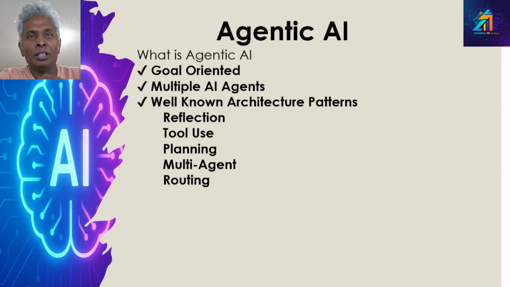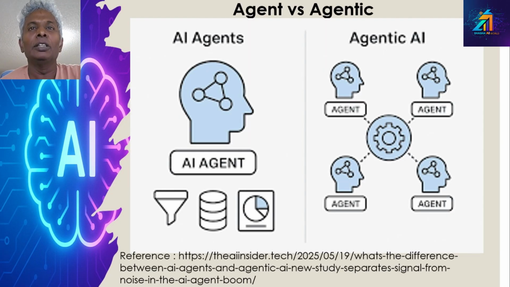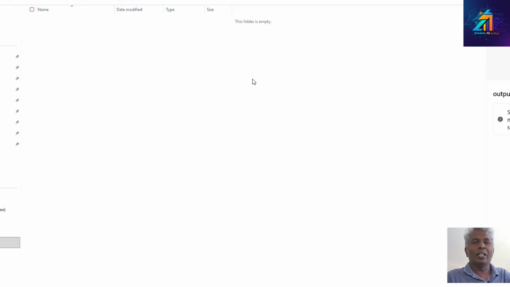In the market, you have very popular proven patterns and practices, good patterns and practices. First one is reflection, second one is tool use, third one is planning, fourth one is multi-agent, and the fifth one is routing. We have more than this list. Okay, I'm just listing a few best patterns and practices over here. This, the second slide, shows the difference between AI agent and agentic AI. Let's get into the demo now. Let's have the agentic AI demo now.